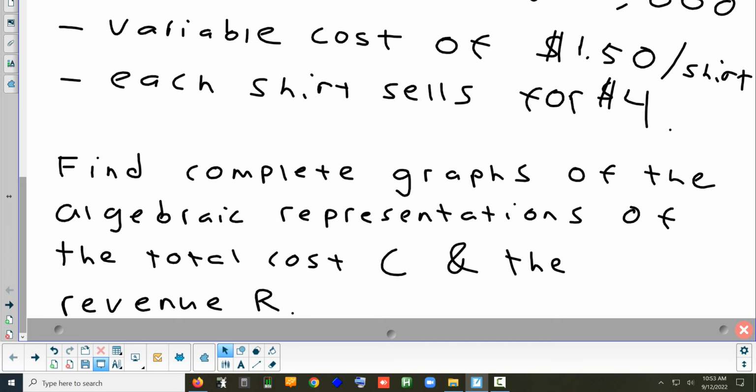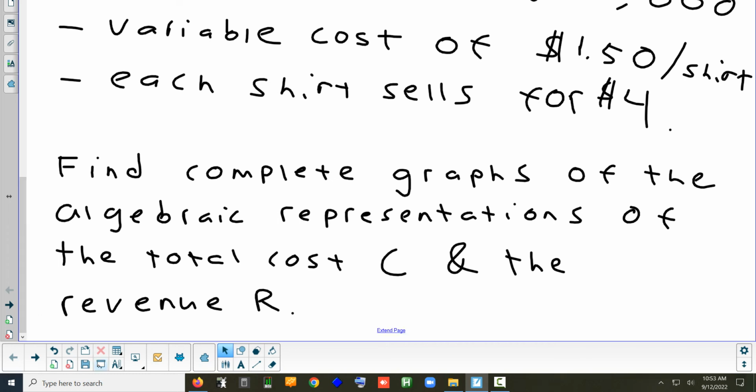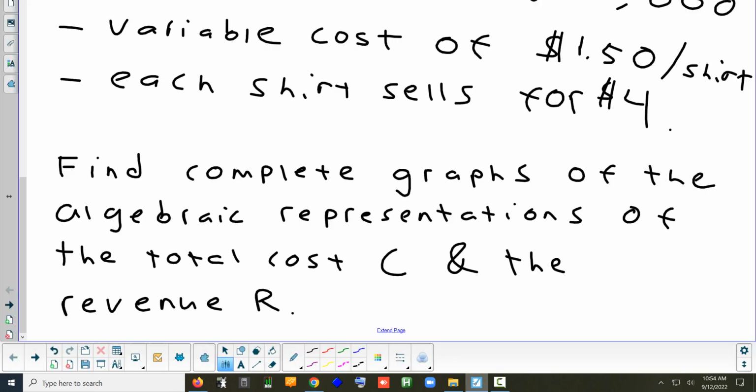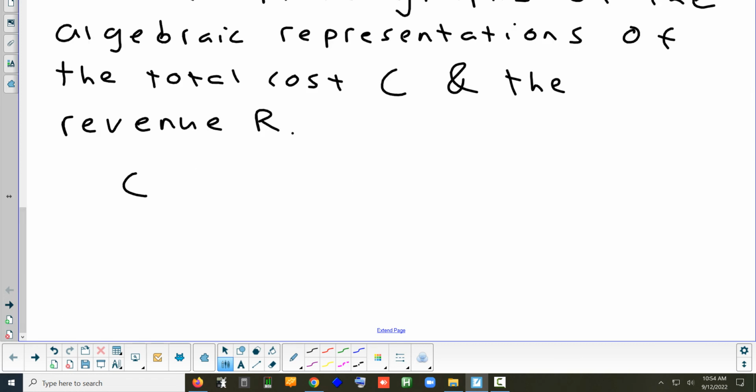So let's start with costs. Well, first thing we need is a variable that represents the amount of t-shirts that we produce. So how about, Layla, what do you want to use for a variable that represents the amount of t-shirts that this company makes? T, okay? So we're going to use T. So we're going to write the cost as a function of the number of t-shirts.